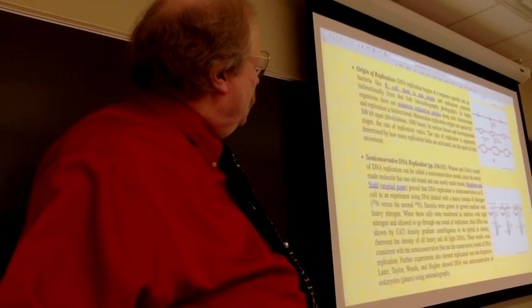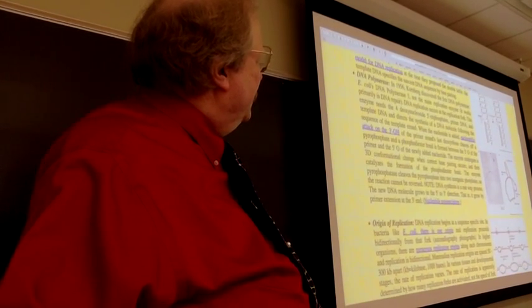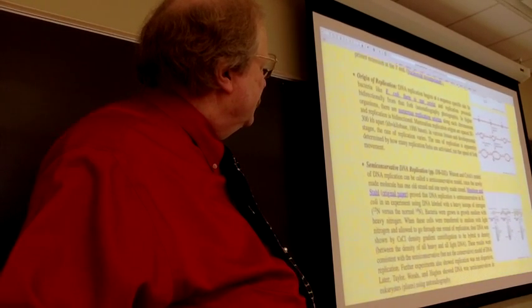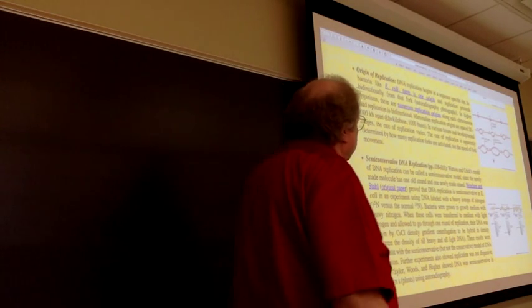Okay. So, Kornberg made his discoveries in the 50s, in the late 50s, got a Nobel Prize right away for his pioneering work. But along about the same time, other studies began on DNA replication, and some of these studies were simply watching the DNA molecule replicate.